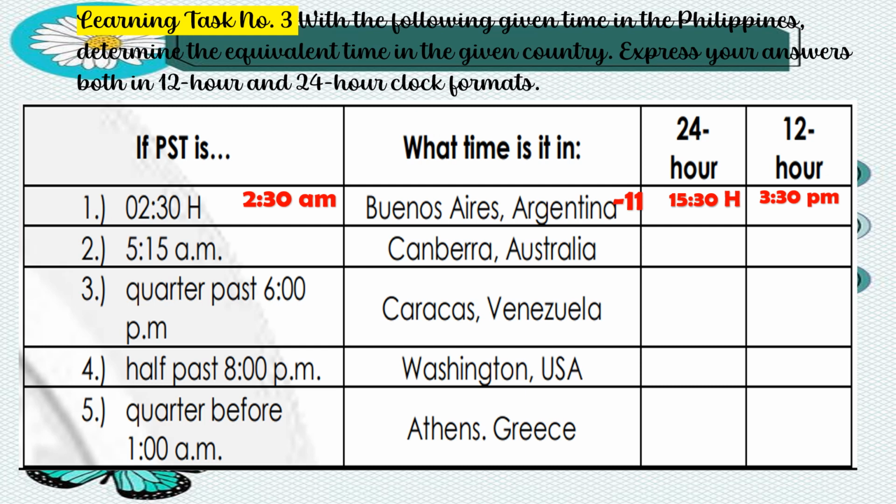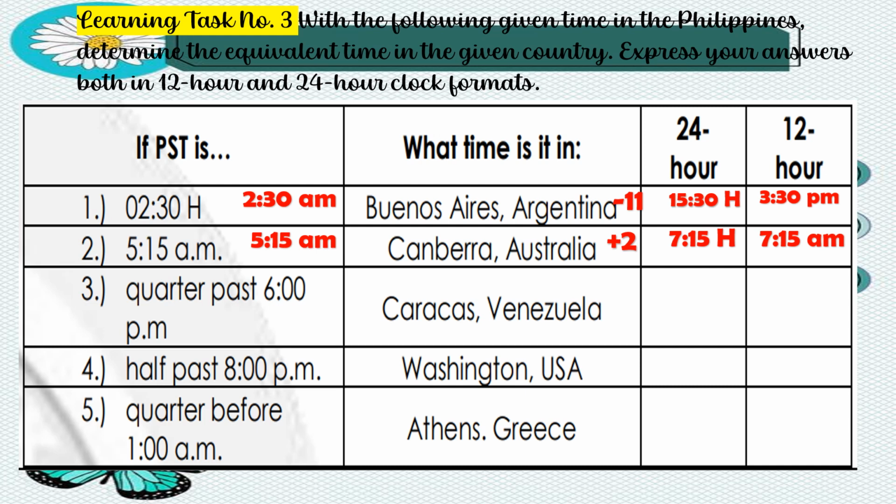Okay, number 2 is 5:15 a.m., the same. But in Canberra, Australia, ayan, so ahead sila sa atin ng 2 hours. So what we are going to do is just add 2 hours sa ating 5:15 a.m. And that will become 7:15 a.m. sa 12 hour. And then sa 24 hour is the same. Palitan lang natin ng hour yung AM.